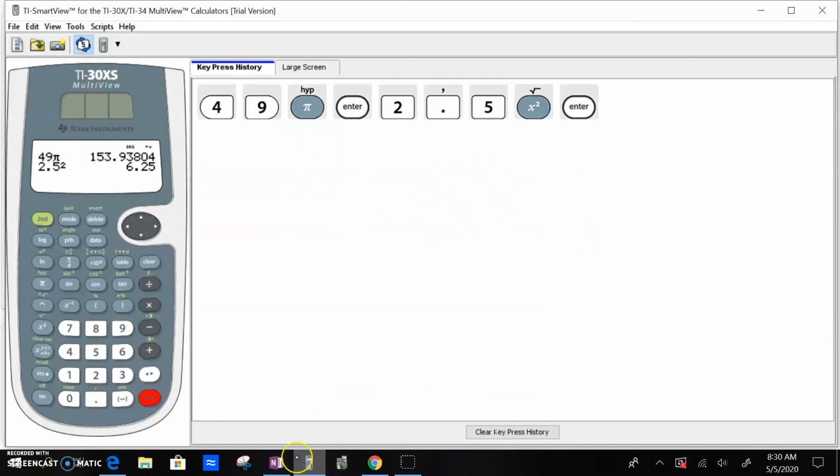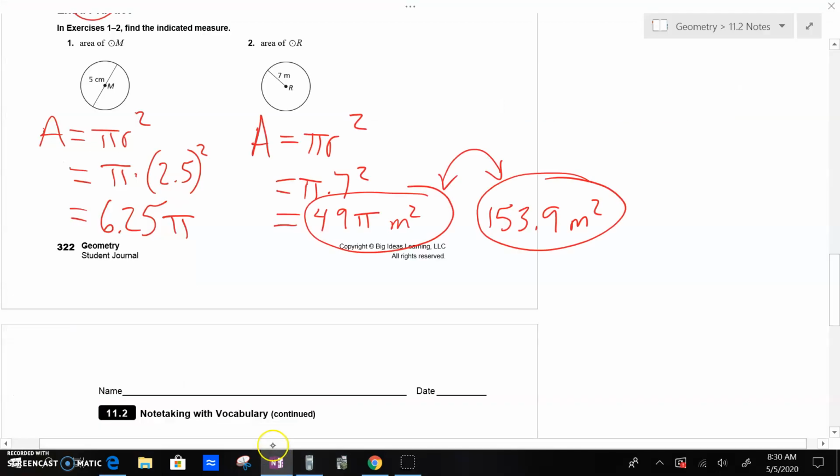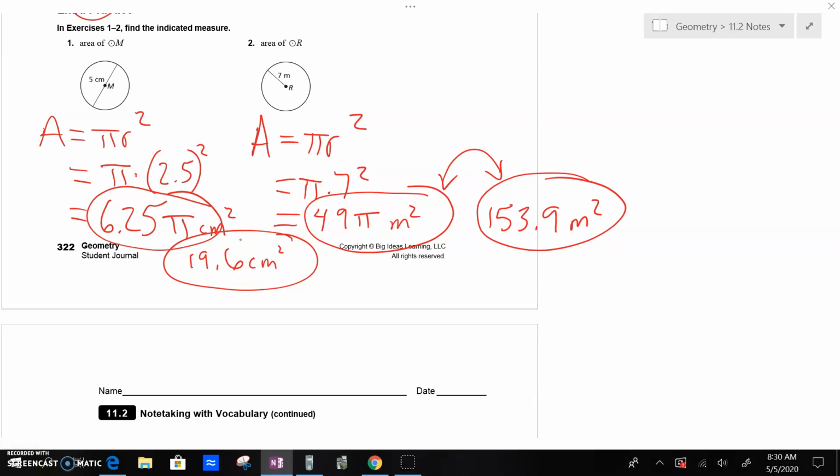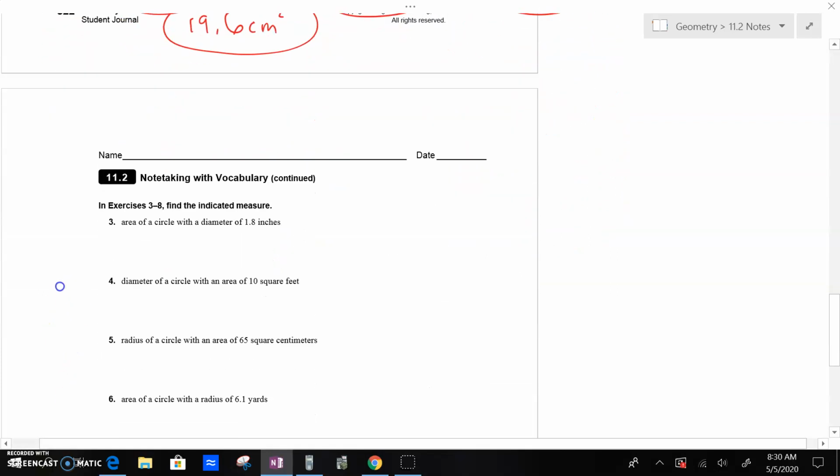Again, if we want the decimal, we multiply our 6.25 by pi and hit enter, and then we get 19.6. That's equally good to 6.25 pi. And here it looks like we're talking about centimeters, I keep forgetting my units, so centimeters squared. So again, just to highlight the area formula and then use either an exact answer or round to the nearest tenth, or if you were asked to round to something else, you would just go to that many decimals. Those are the easier questions in this section.